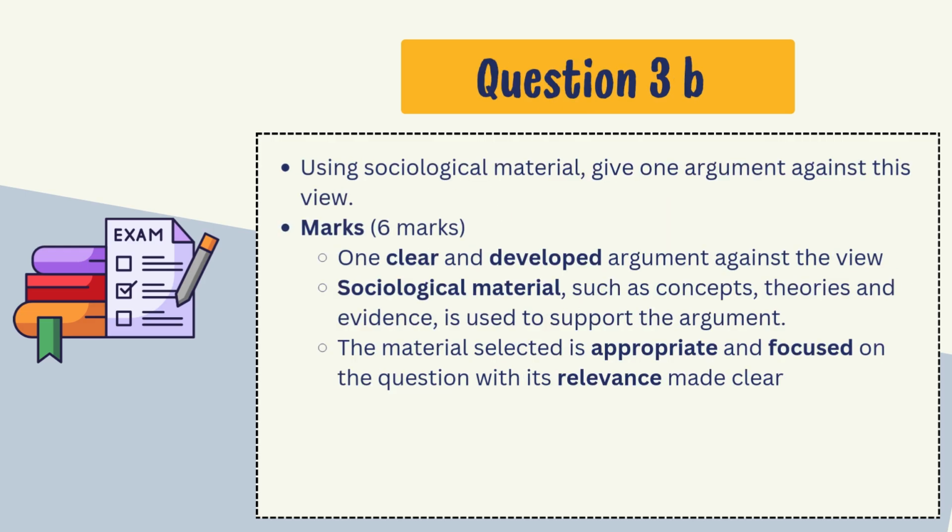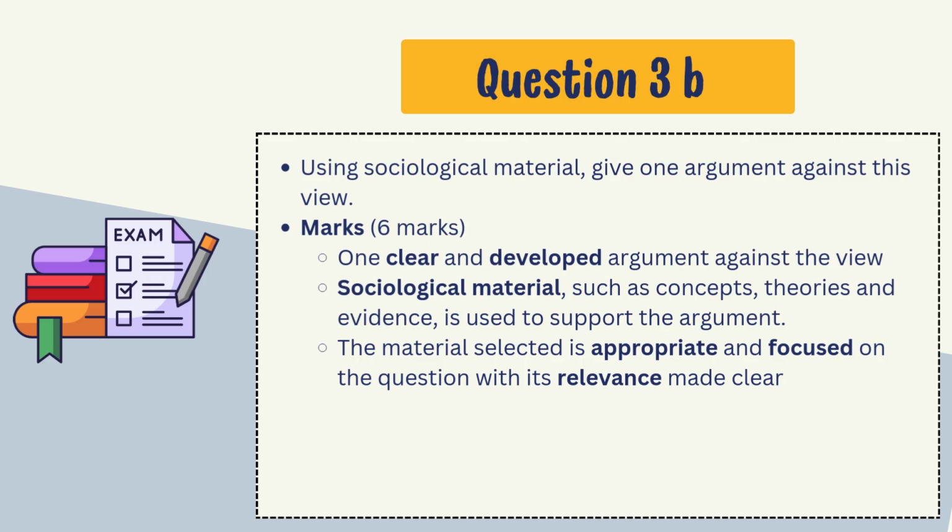And then question 3b would be to go against that. So they would say using sociological material, give one argument against this view. And you have to do a paragraph, one clear and developed argument against the view. Develop means that you expand your argument: point, explain, evidence, then you analyze that. As you see, they tend to ask different questions and different marks. It's very important to know how many sentences, or whether to write one paragraph or two paragraphs. But generally, the structure doesn't change that much.